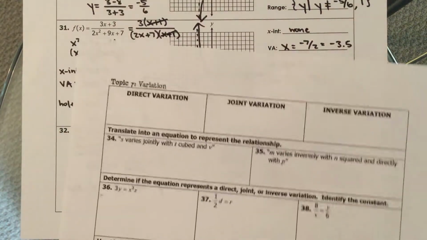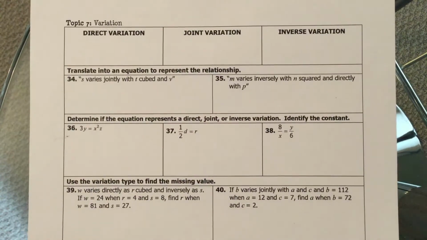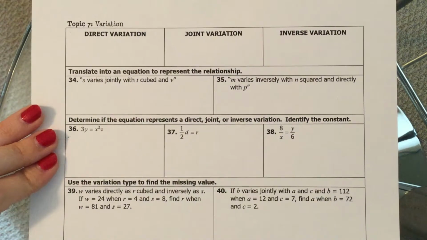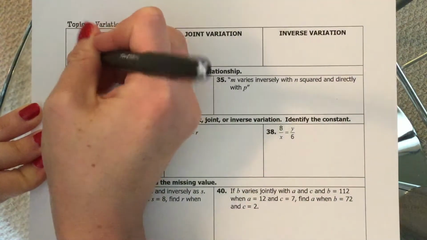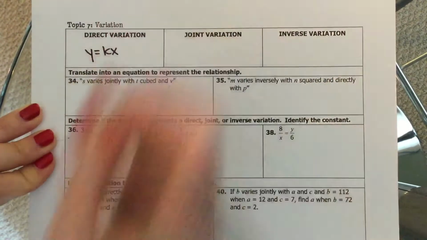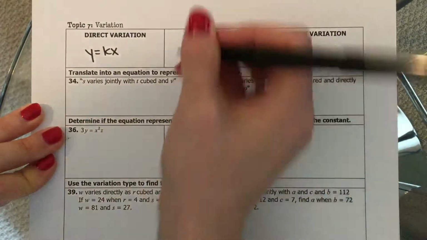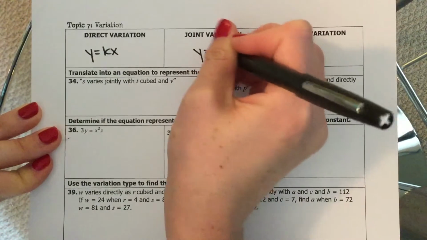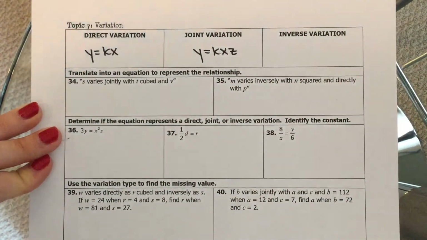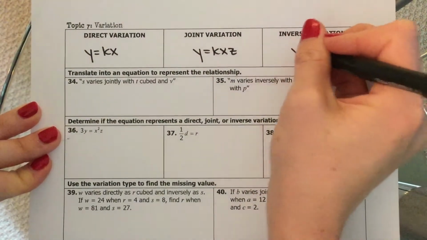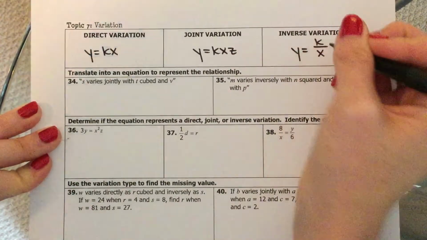And then on the next page, our last topic is variation. So topic 7, we've got direct, joint, and inverse variation. So let's get these formulas on here so we can use them. Our direct variation, we have y equals k times x. Joint variation, we have y equals k times x times z. And then our inverse variation, we have y equals k over x.